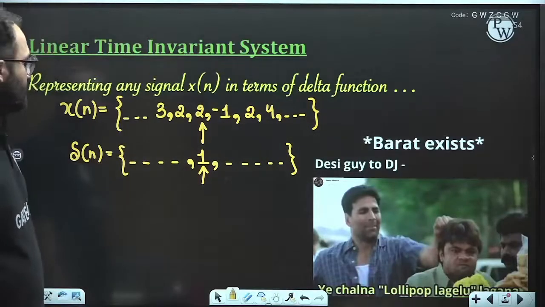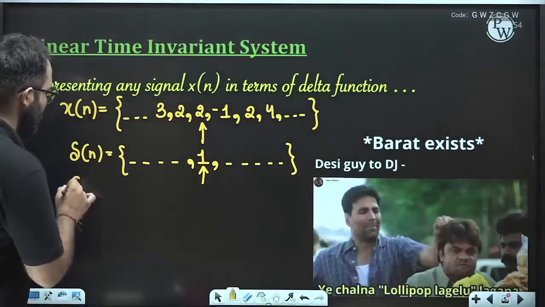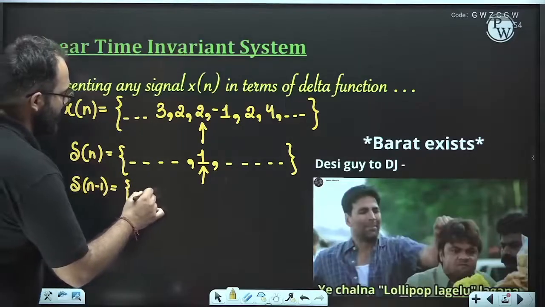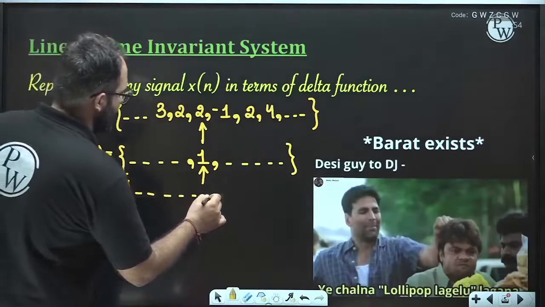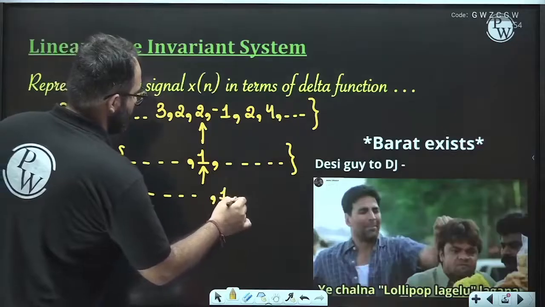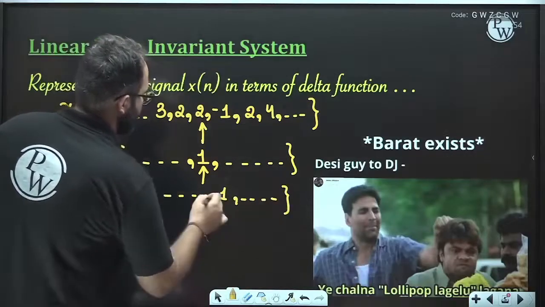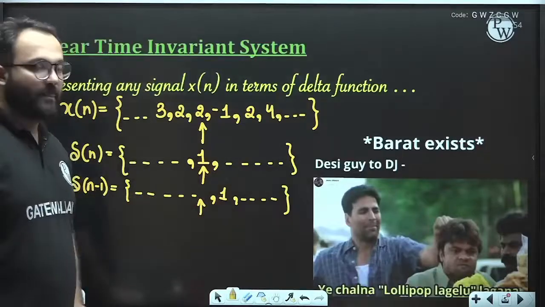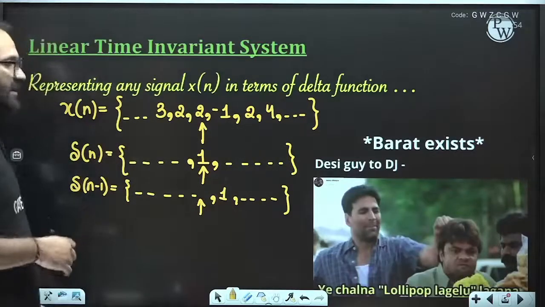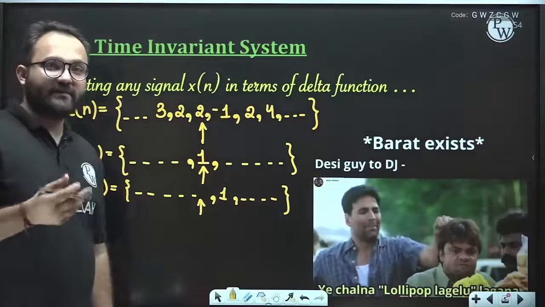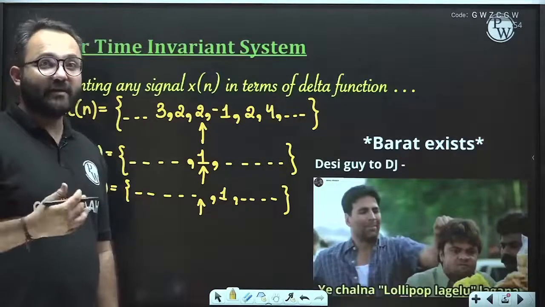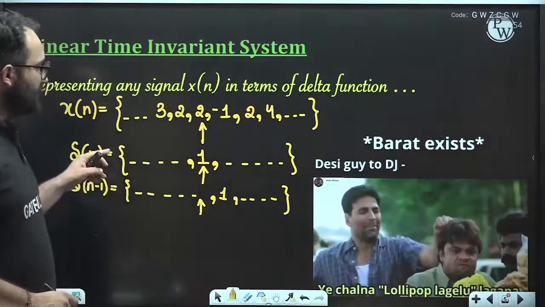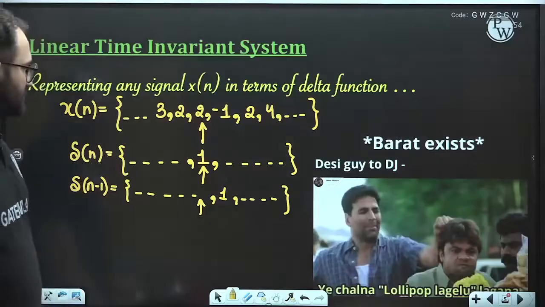What is delta[n-1]? Delta[n-1] is 0 everywhere, only at n equal to 1 it is 1, and so on. Similarly, delta[n-2] will be at n equal to 2, delta[n-3] will be at n equal to 3, and so on. So these are the deltas and the shifted deltas.